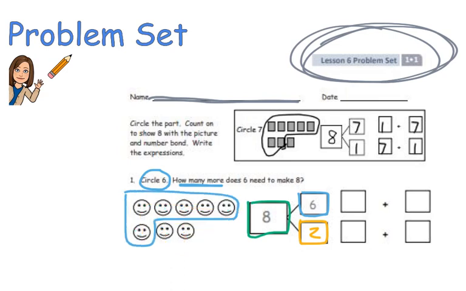All right, now we need to write our expressions over here on the side. So, let's write our first one. Let's start with 6. 6 plus what? What was our other part? 2. 6 plus 2 equals 8. And now we need to write the reversal, the flip-flop. So now we're going to start with the 2 and add 6. So 2 plus 6 equals 8.